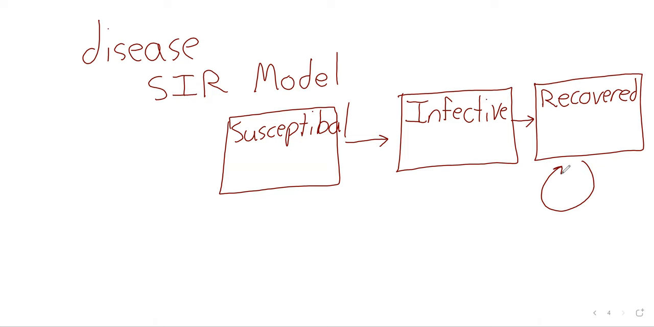And let me see if I'll try to reproduce this model by memory. But we can think of the number of people in the susceptible category and the number of people who are infective and the number of people who are recovered as variables. And these variables are changing over time. And we can therefore ask, well, how's the S variable changing over time? How's the R variable changing over time?